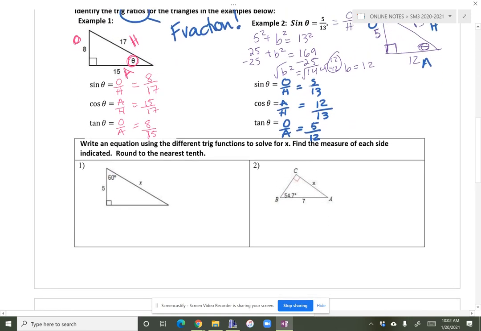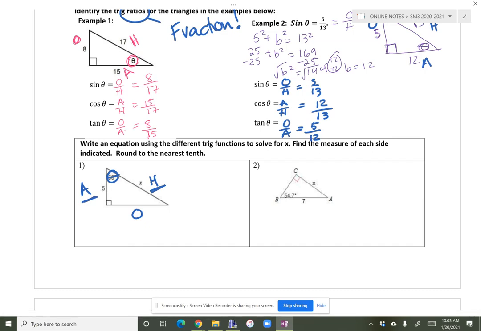Sometimes you're going to be asked to solve for a side. And if you're asked to solve for a side, you're going to write a sentence, but you have to know which sentence to write. I know that sounds silly, but we're going to write a math sentence. So first thing I'm going to do is identify my theta, and label my sides: opposite, adjacent, hypotenuse. The sentence I'm going to choose is the one that uses the adjacent and the hypotenuse, because that's the information that I have.